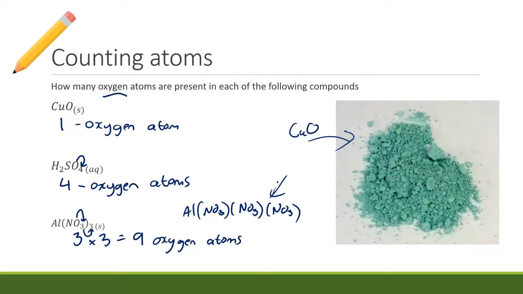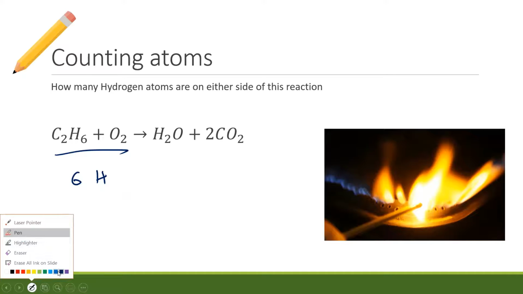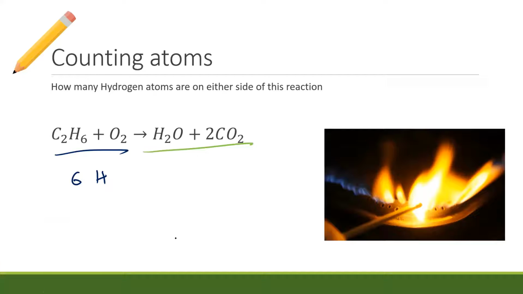So let's take this to the next level then. I want to know how many hydrogen atoms are there on each side of the reaction. Can you guys tell me how many hydrogen atoms are there on this side of the reaction? 6. Yeah, there are 6 hydrogen atoms. And how many are there on this side of the reaction? 2.